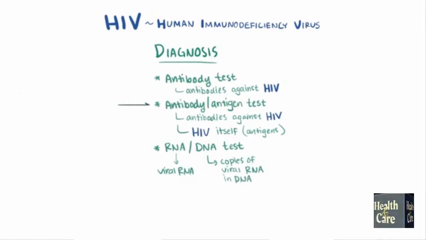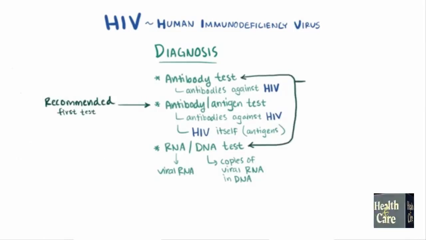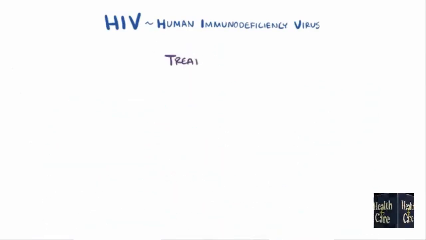For screening purposes, the recommended test is the antibody/antigen test, which is better at identifying early infection. It's also recommended, if the first test is positive, to follow it with a confirmatory test that looks for antibody or nucleic acids. There's currently no cure for AIDS.